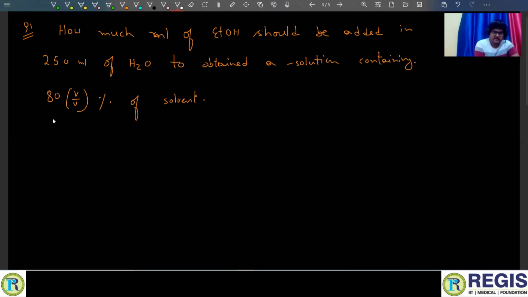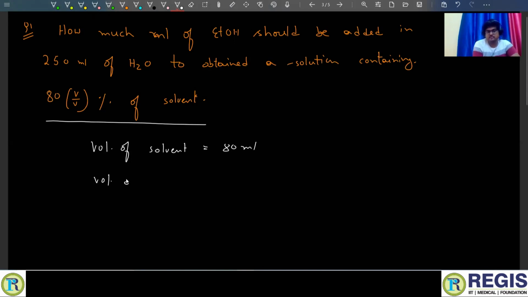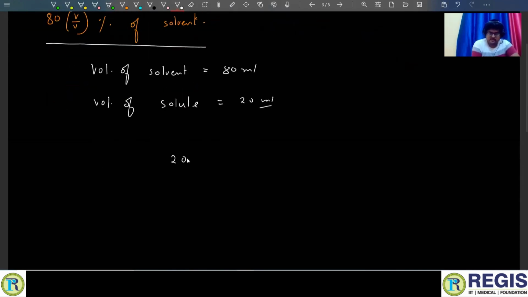Done. Now, what is the meaning of this one? 80 volume by volume percent of solvent. So, volume of solvent which is given 80 ml. Now, what is the volume of solute? Volume of solute you can write, that is 100 minus 80, that means 20 ml. Now, go for the formula. What is the formula? You can write 20 equals to V upon V plus 250.